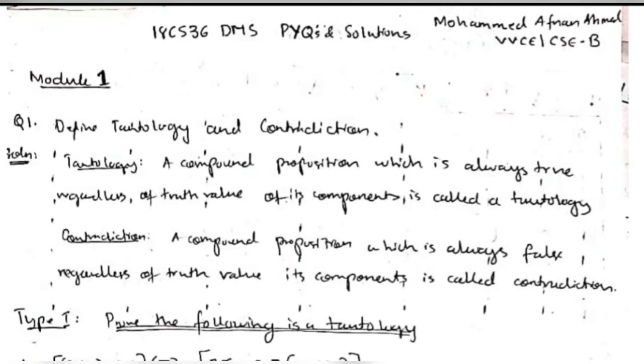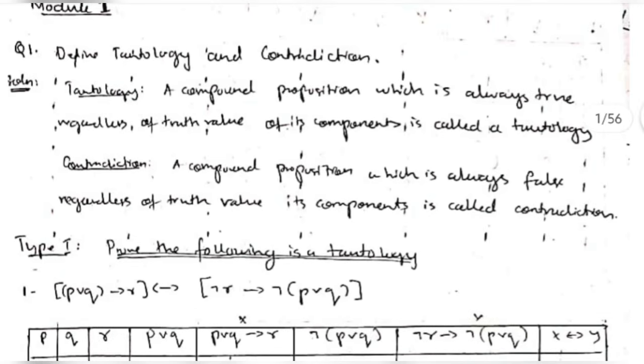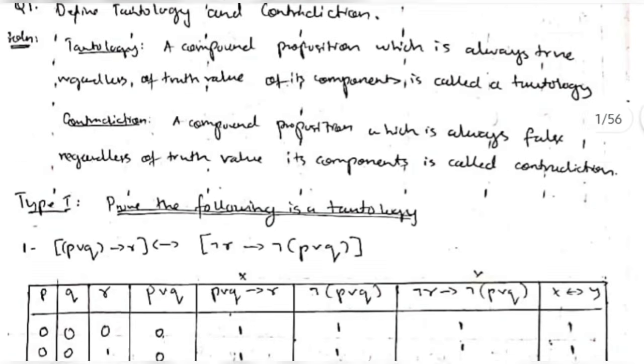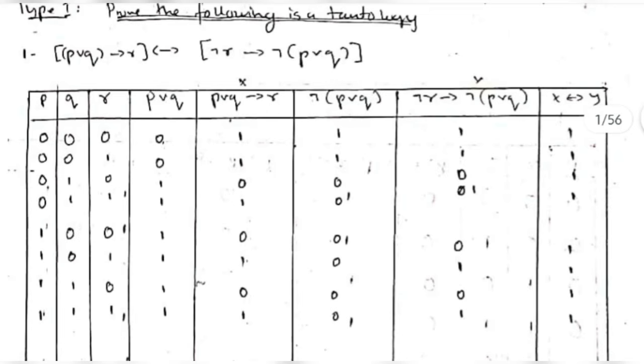A tautology is nothing but the truth value which you get finally, and that should always be 1. Okay, that's known as a tautology. And contradiction means that for all the combinations of the p, q and r values, the final value should be 0. So that's a contradiction. So the first question is, we have to prove that the following proposition is a tautology.